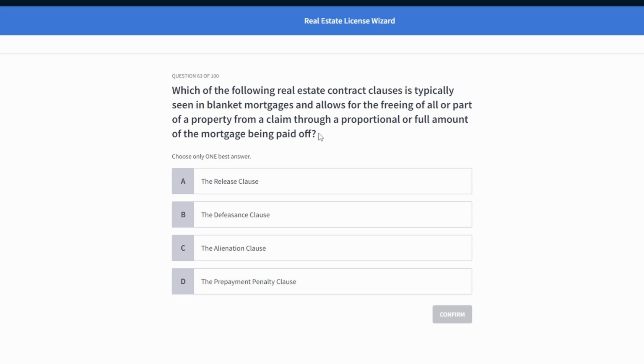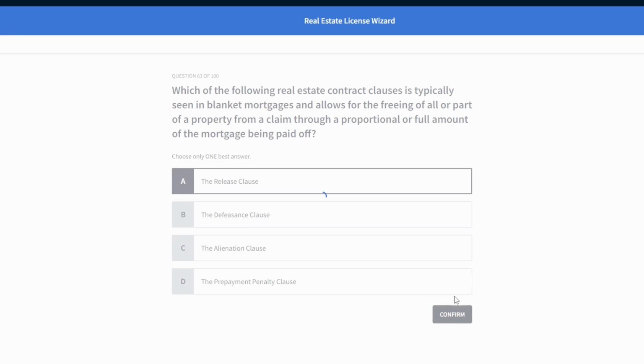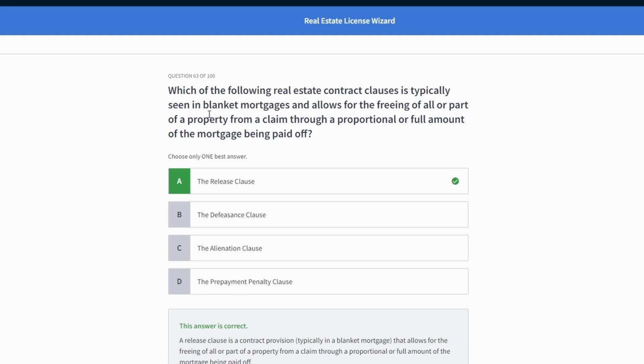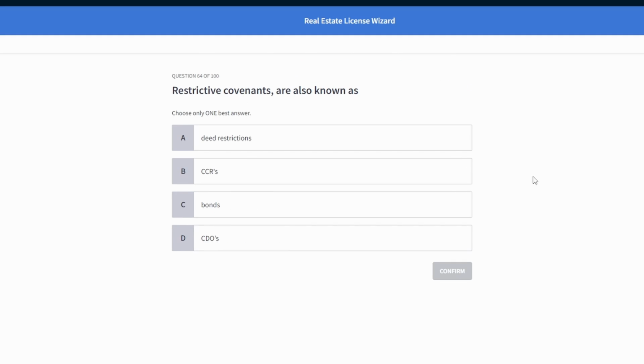Alrighty. So what is the correct answer for this one? Well, it is going to be A, the release clause. The release clause is a contract provision, typically in a blanket mortgage, that allows for the freeing of all or part of a property from a claim through a proportional or full amount of the mortgage being paid off. When you see blanket mortgage, I want you to think release clause. These things go hand in hand. They're pretty much always associated with each other. It's a great way of remembering that. So again, blanket mortgage, release clause. Blanket mortgage, release clause.